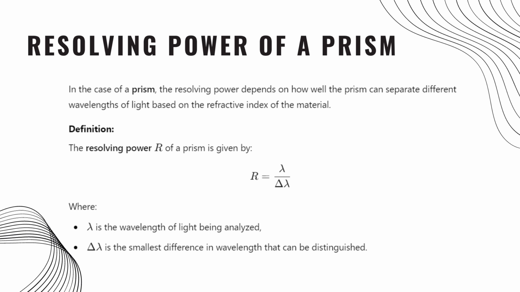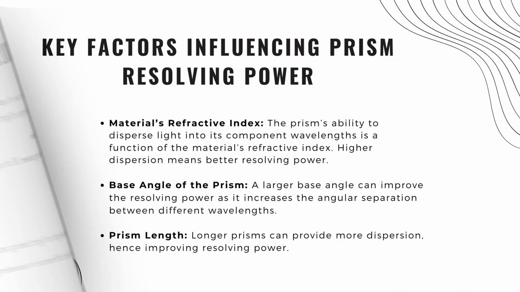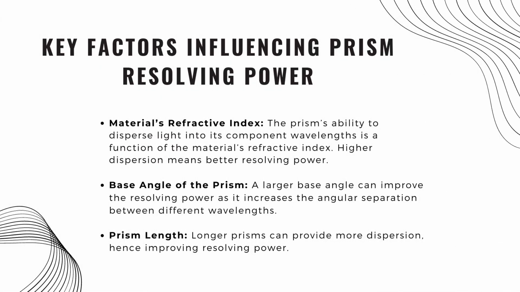The resolving power R of a prism is given by R equals lambda divided by delta lambda, where lambda is the wavelength of light being analyzed, and delta lambda is the smallest difference in wavelength that can be distinguished. Key factors influencing prism resolving power are the material's refractive index. The prism's ability to disperse light into its component wavelengths is a function of the material's refractive index. Higher dispersion means better resolving power.